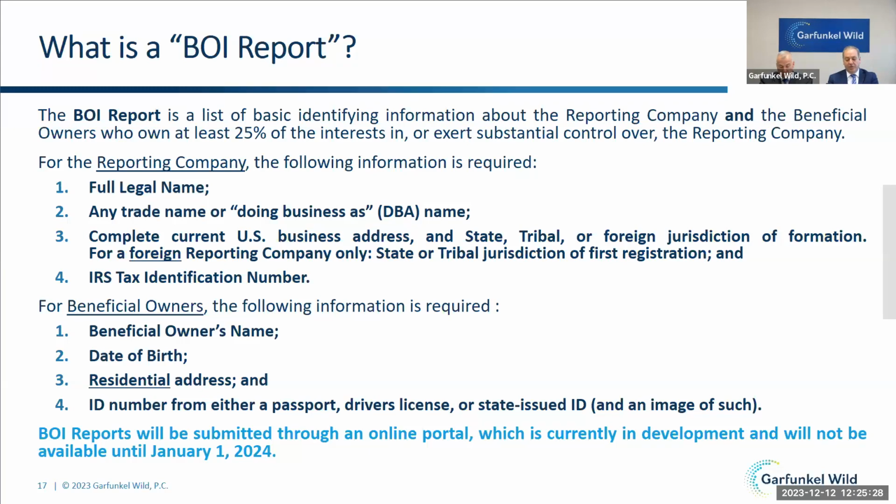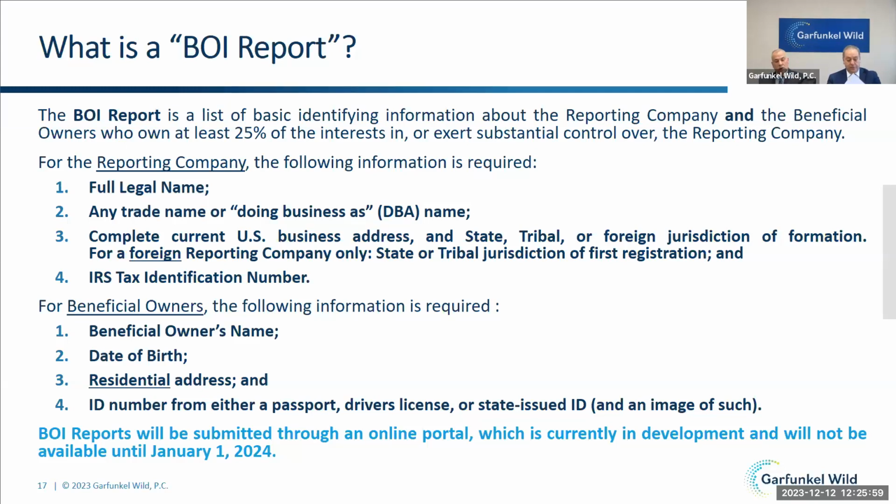state or tribal jurisdiction that they first register in. And in each case, the IRS tax identification number. For the beneficial owners, you need to list their name, date of birth, and their residential address. And you also need to get the ID from either a passport, driver's license, or other state-issued ID, and you have to submit an image or picture of the document. As Steve mentioned, the portal doesn't go online until January 1st, 2024.